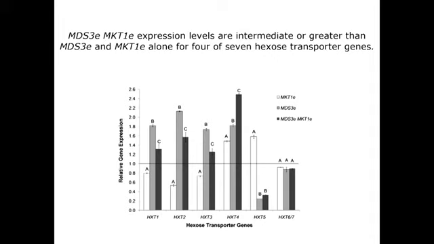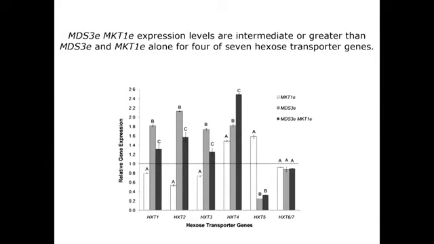So this is the evolved allele of MKT1, which is always low, MDS3, which is usually high. There's the double mutant. And what happens is that even in the double mutant, expression is greater or at the median expression level. So in other words, the presence of the MDS3 mutation is helping the process of glucose transport early, and that ultimately has an effect on the behavior of the MKT1e allele. They do better in combination in terms of growth than either does separately.